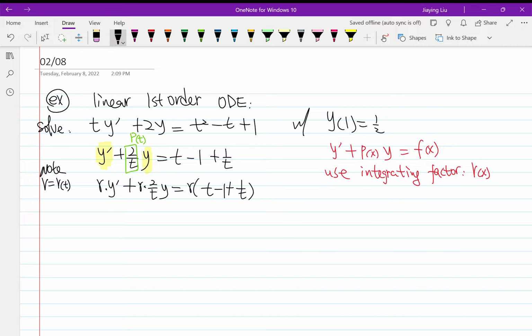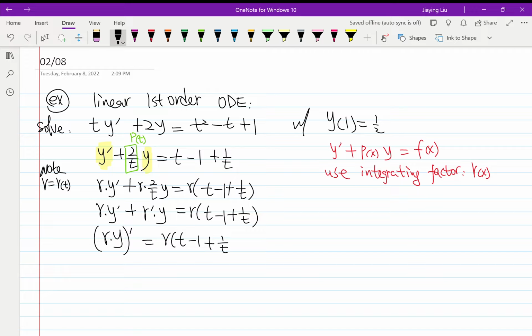And I'm going to rewrite this equation. On the left-hand side, I'm going to leave it as r y prime plus r prime times y. The right-hand side stays the same, r times t minus 1 plus 1 over t. The left-hand side, I can rewrite as r times y, derivative, equals the right-hand side, because the left-hand side was basically the product rule. We just rewrite it using the product rule.